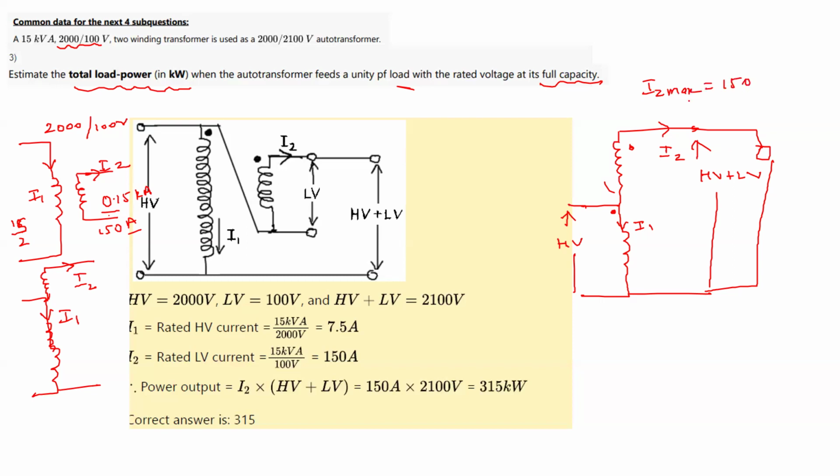Okay. Now, what is the voltage at the output of the auto transformer? The output voltage of the auto transformer is nothing but the summation of the two transformer voltages. So this output at its rated voltage is 2100. So VHV plus VLV is 2100. So the maximum power which this auto transformer can supply without exceeding the voltage and without exceeding any current rating is this VHV plus VLV into I2 max. This is nothing but 2100 into 150. Is there any doubt in this question?